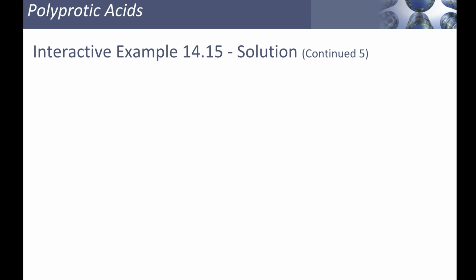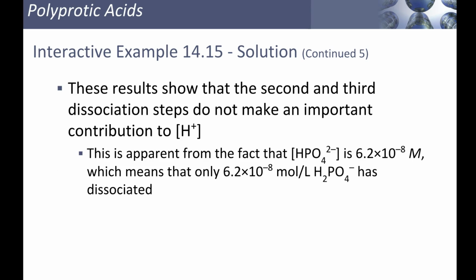So if hypothetically a student got a percent dissociation greater than 5%, they would have to use the quadratic equation. They cannot make the assumption that 5 minus x equals 5. Maybe they'll give you something like that, just to justify. But you're never going to plug in a quadratic equation on the FRQ. All right, so what we already said, the results show the second and third dissociation steps do not make an important contribution to H+. All of your H+ is coming from step 1.